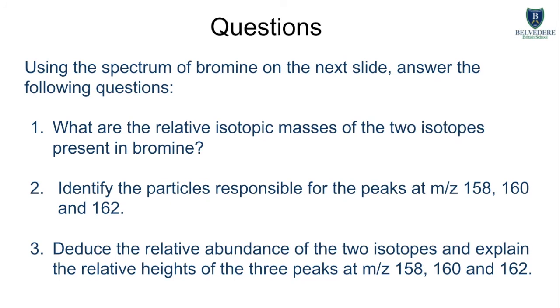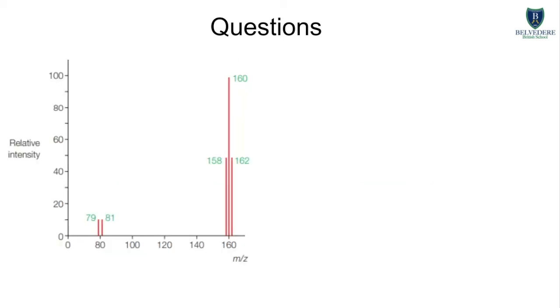So we're going to do some questions that are going to give us some information about why we have this particular spectrum on the next slide. We're going to be looking at bromine this time. So what are our relative isotopic masses? Identifying the particles responsible for the peaks, and then deducing the relative abundance and explaining the heights of the three peaks. So we've got these here.